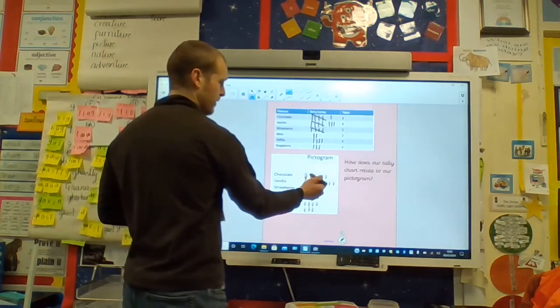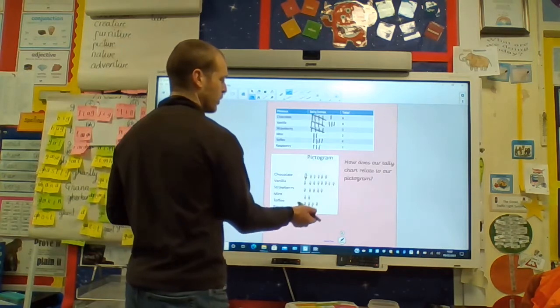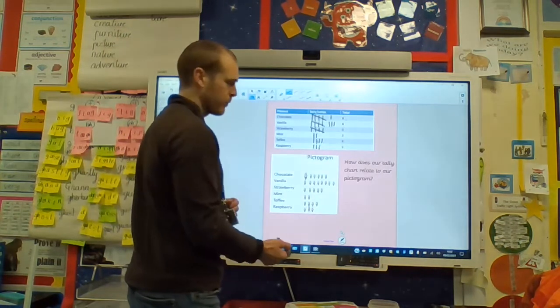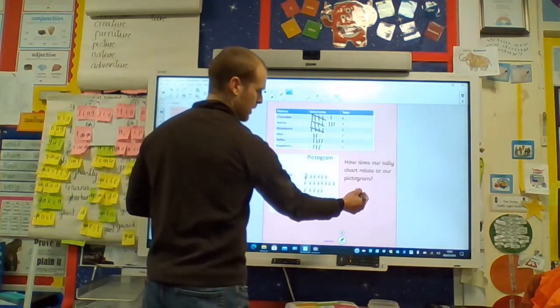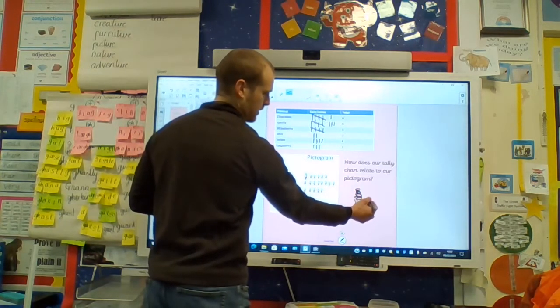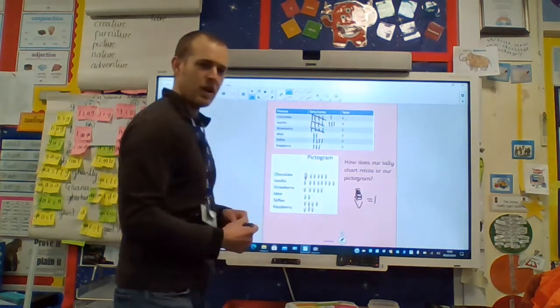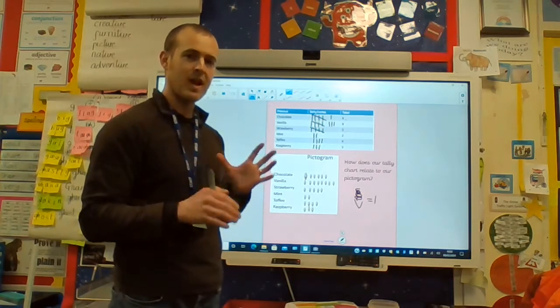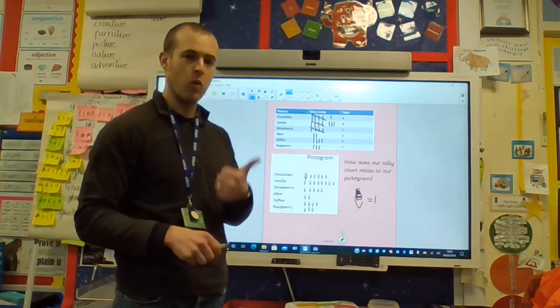If I count up all of these ice creams, I can work out that there are 6 ice creams here, which matches that. So I know that each ice cream, here's my terrible ice cream, equals 1. And if you remember, we call that a key. So each ice cream is representative of 1 vote.